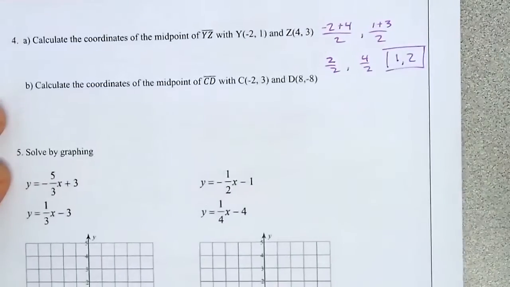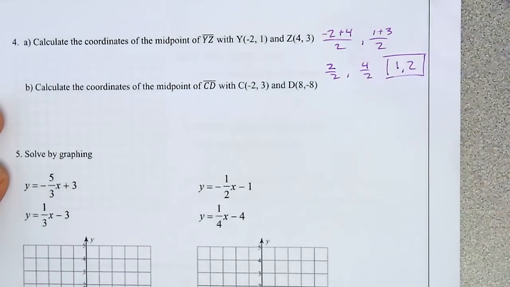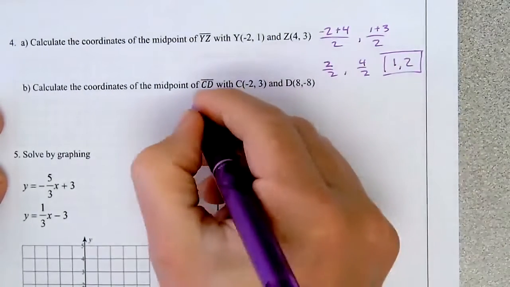Midpoint should just be at 1, 2. Add your x's, divide by 2. Add your y's, divide by 2. Easiest thing on the test.